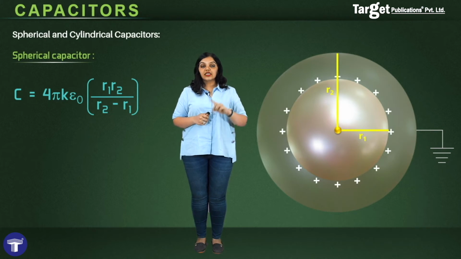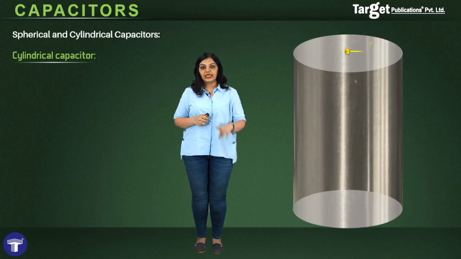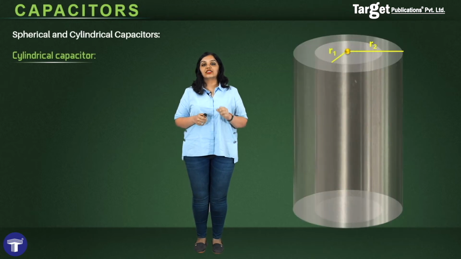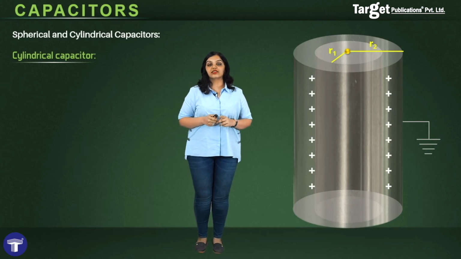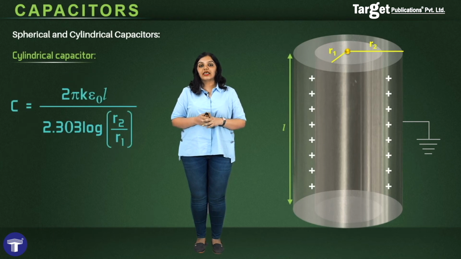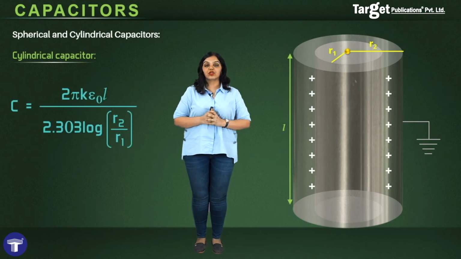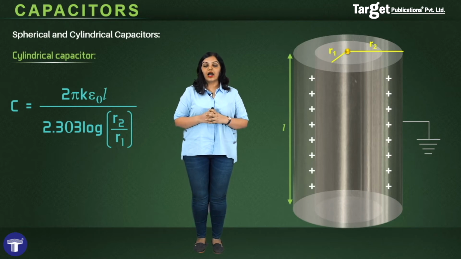Now similarly, a cylindrical capacitor is also made up of two conductors both having cylindrical shapes. The inner conductor, as you can see, is charged, whereas the outer one is connected to the ground again. The inner radius is r1 and the outer radius is r2, and the length of the cylinder is L, and we see that the capacitance in this case is 2 pi k epsilon naught L upon 2.303 log r2 by r1, and this is the formula for a cylindrical capacitor.